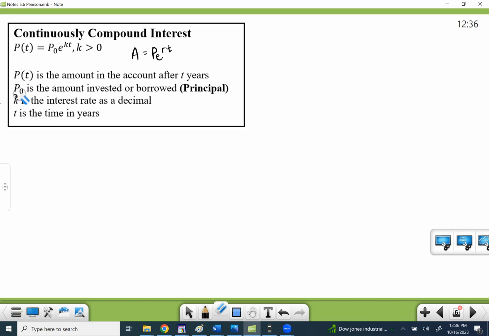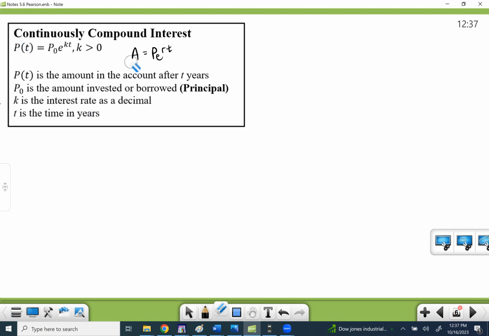So before I do that, let's go over what each P stands for. P naught is still the initial. Last time it was the initial population. This time it's the initial amount. So maybe you're borrowing or maybe you're investing. But it's going to be that beginning amount when time is 0. Whereas P of T is going to be the amount after T years.